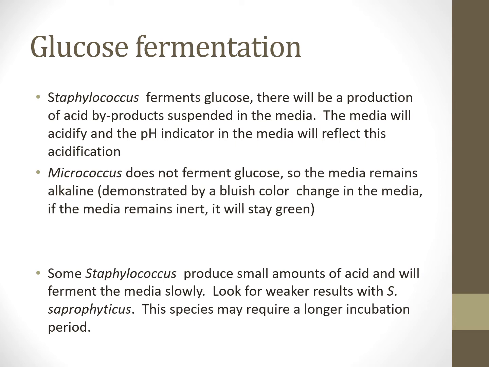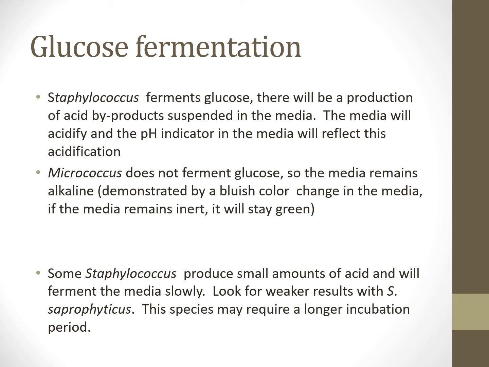So when Staphylococcus ferments glucose, what's going to happen is that there are acids that are being made because of the fermentation of that sugar. So the pH indicator, which is bromothymol blue, will actually turn yellow. Okay? Micrococcus does not ferment glucose, and so the media remains alkaline, which is demonstrated by a bluish color, or it's going to remain inert and it will stay green. Now, some Staphylococcus produce small amounts of acids, which makes the media turn yellow very slowly. So some of these weaker results would be from organisms like Staphylococcus saprophyticus. Okay, so they may require a longer incubation period to get that glucose tube to turn yellow.